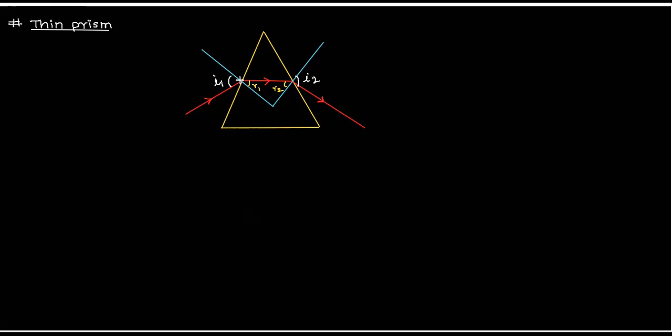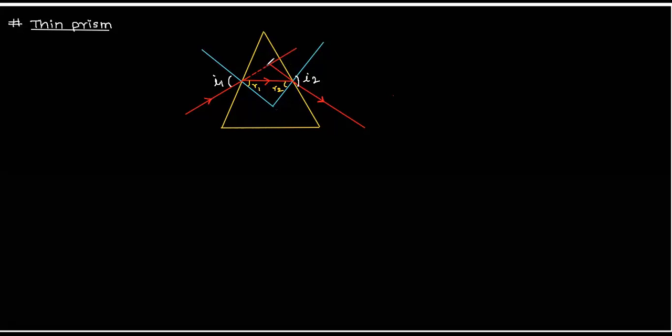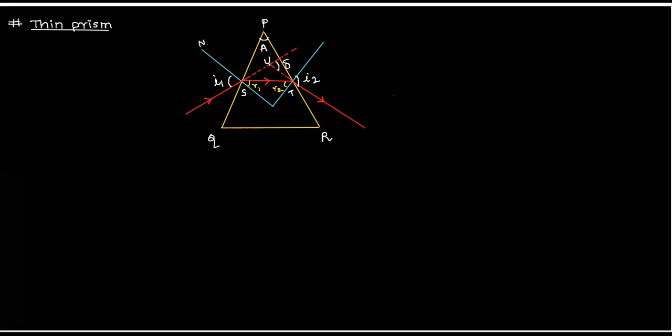So if we extend this incident ray, like this, then this angle is your angle of deviation. This we have already learned, but still I am giving you. I am denoting this with dotted lines. This angle is what? Angle of deviation. So this is P, Q, R. This point is S, this point is, let us suppose, T, and this is U. This is your angle of prism, I am denoting with angle A. These are the two normals, N1 and N2.